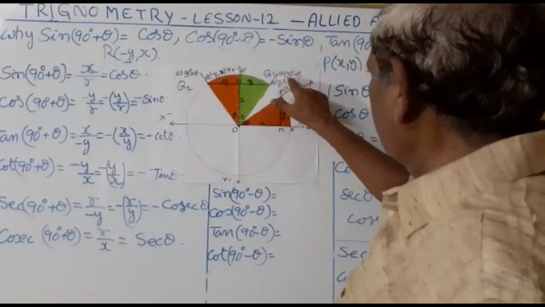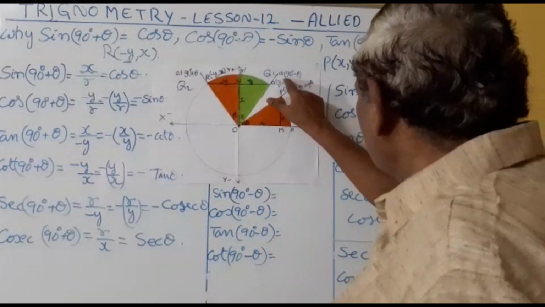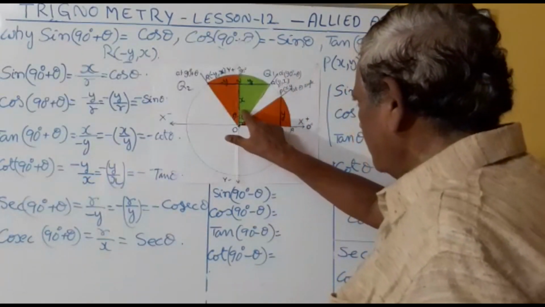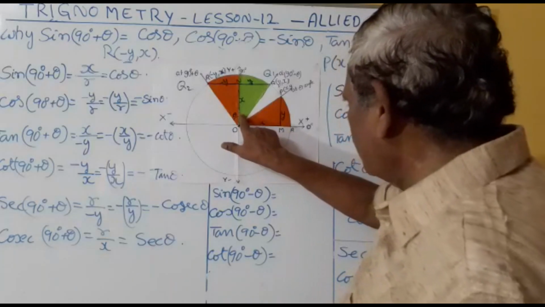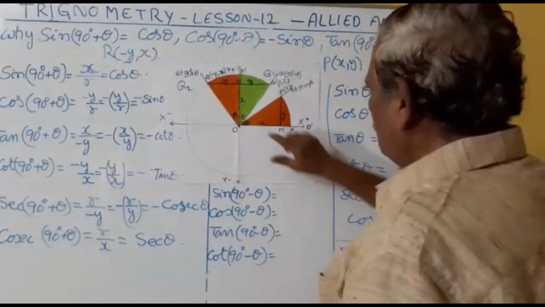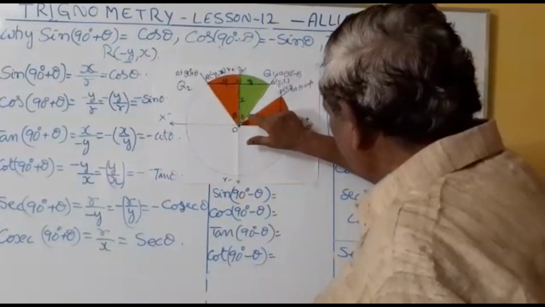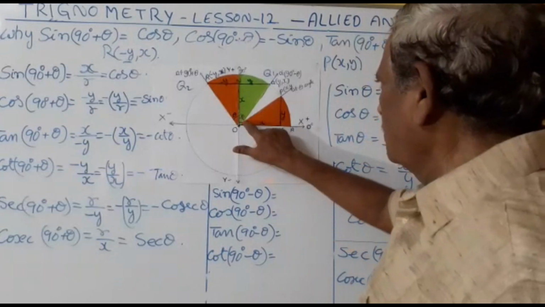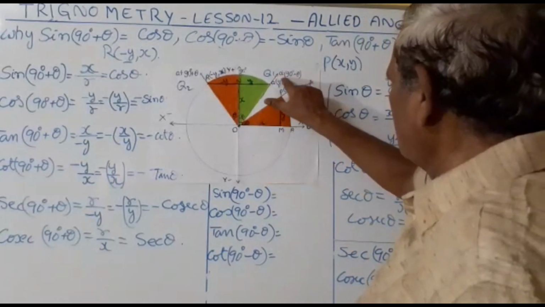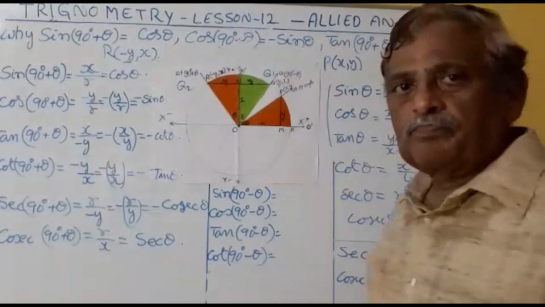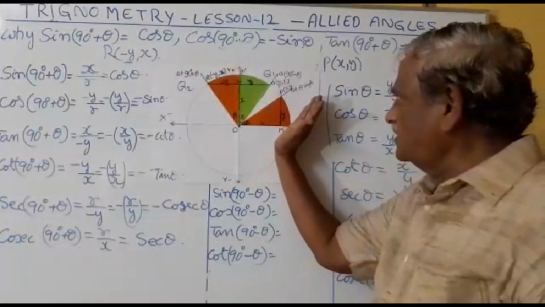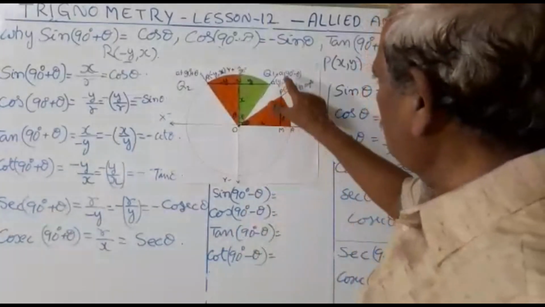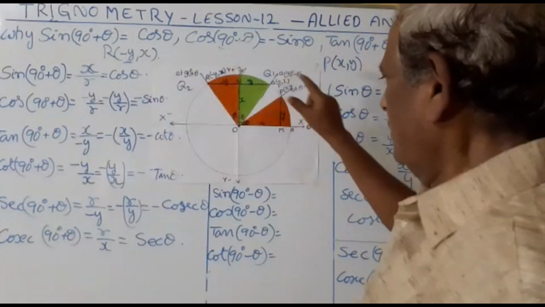This is the ray which is at 90 minus theta degrees, because the total angle between the x-axis and y-axis is 90, and this is the central angle of the sector. So this edge makes an angle 90 minus theta at the center with the positive direction of the x-axis in anti-clockwise direction. So let us write the trigonometrical ratios for this 90 minus theta angle.